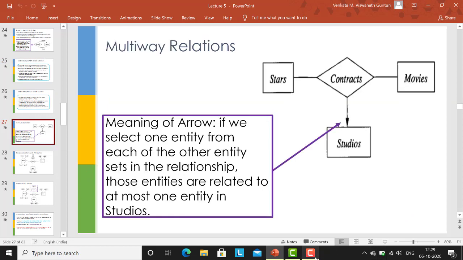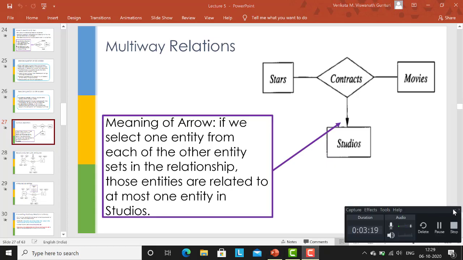Okay, so now I would like to take some time to talk about multi-way relations, right? So in a multi-way relation, basically the relationship involves entities from more than two entity sets, right? So over here I'm illustrating this concept of contract. So you have entity sets on stars, movies, right, and studios, right?